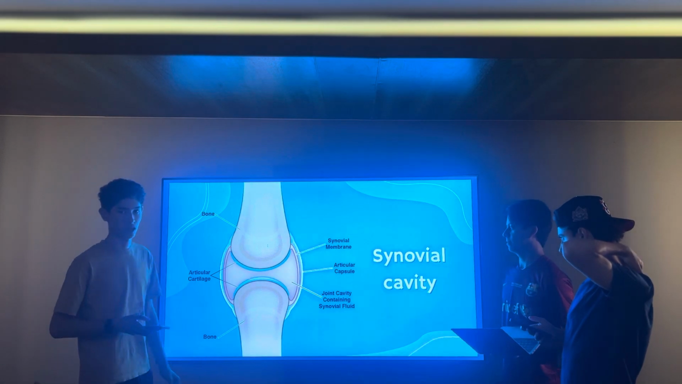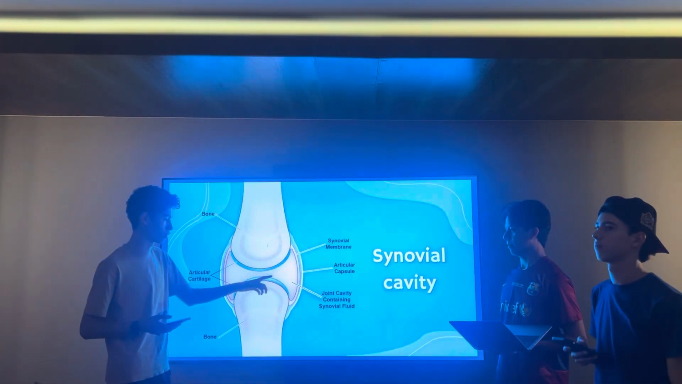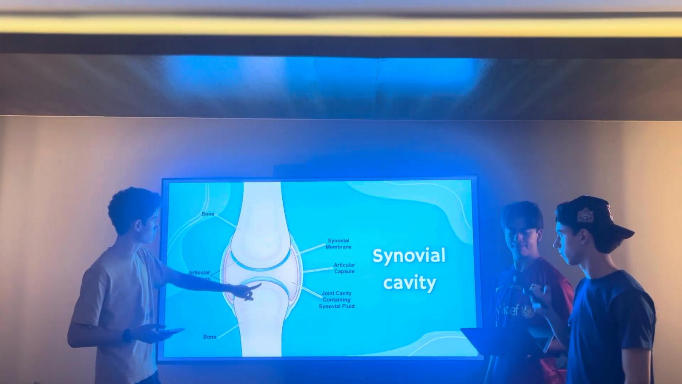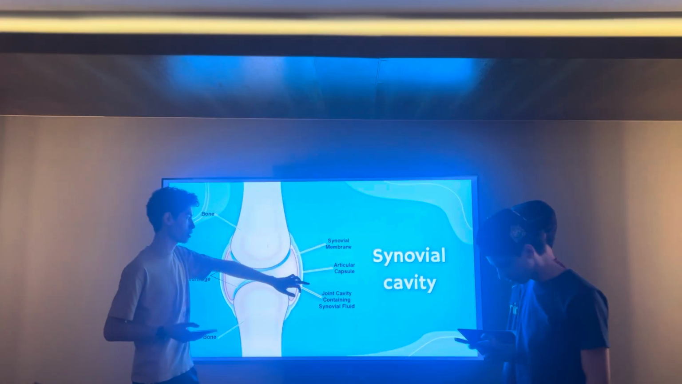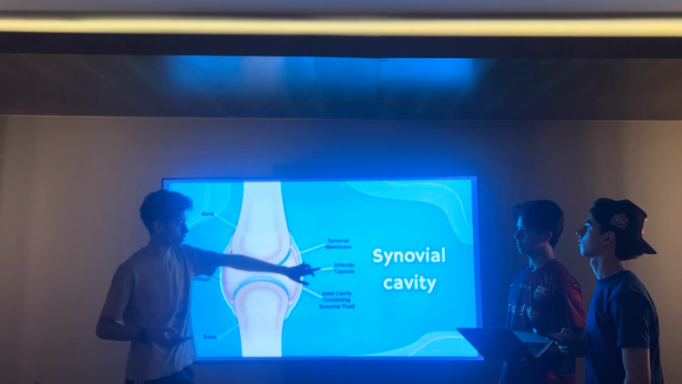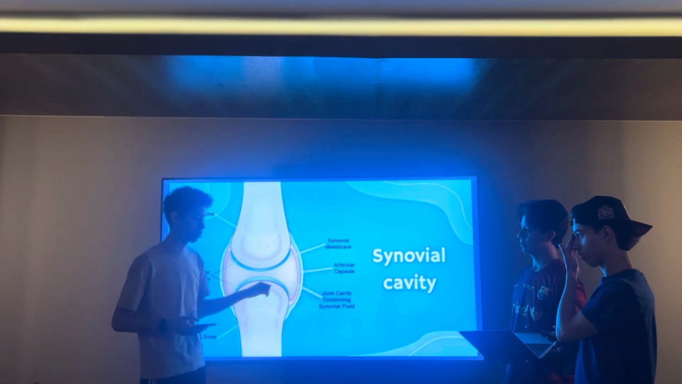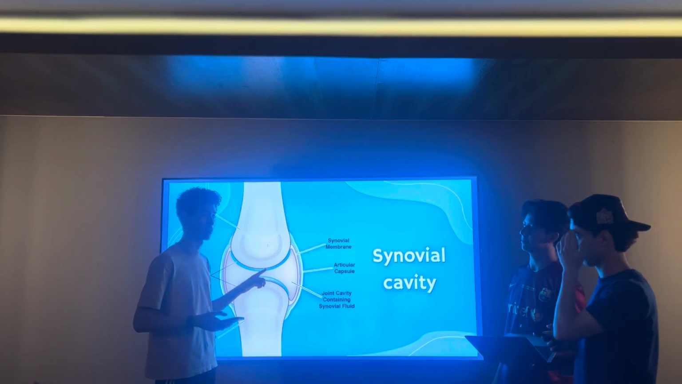At last, we have the synovial cavity, which is the joints of the knees and the bones, which is filled with fluid. It's made up of articular cartilage, the bone, which makes the structure of it, the synovial membrane, which is the outer part of it, and the articular capsule, which is the one that normally breaks when you have osteoporosis or degenerative cartilage diseases.